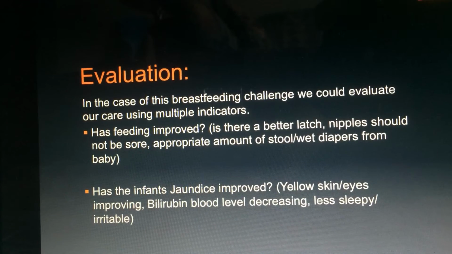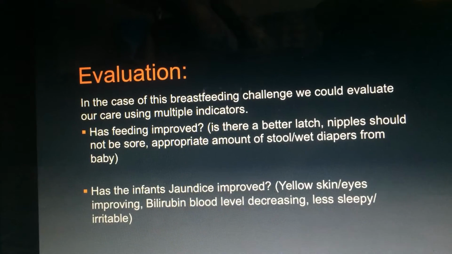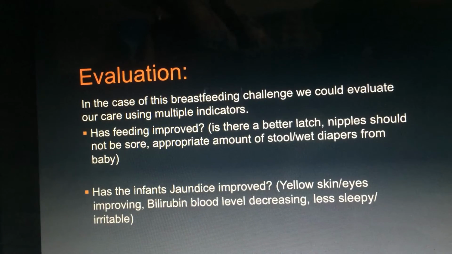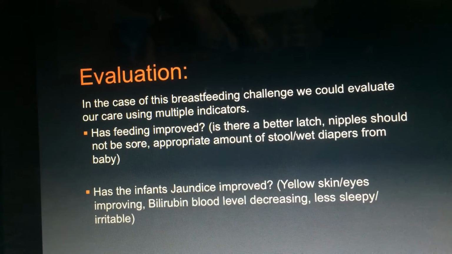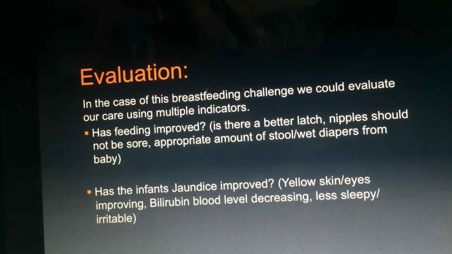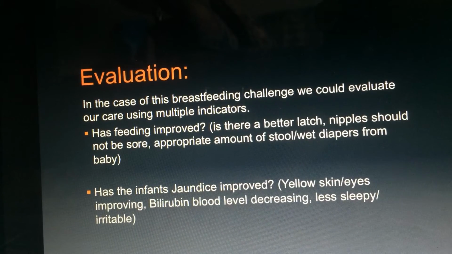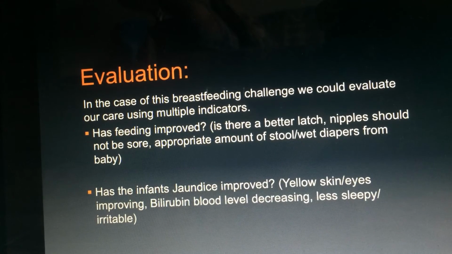The last step in the process and in any of our nursing processes is to evaluate the outcomes. For the mother, we would evaluate if feeding has improved by assessing latch. Are the nipples becoming more properly formed through continuous effective feeding, or maybe through helping the nipples form properly with use of a breast pump or a nipple shield? The nipples should not be sore, and is the baby having an appropriate amount of stool and wet diapers?